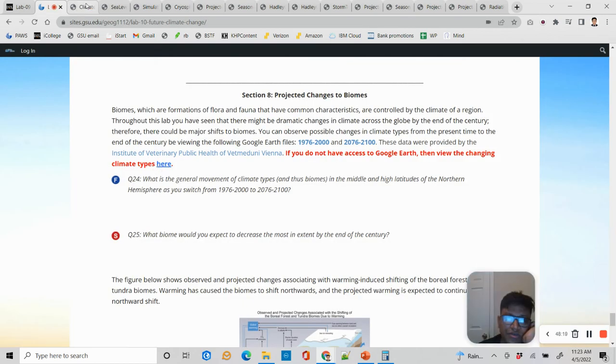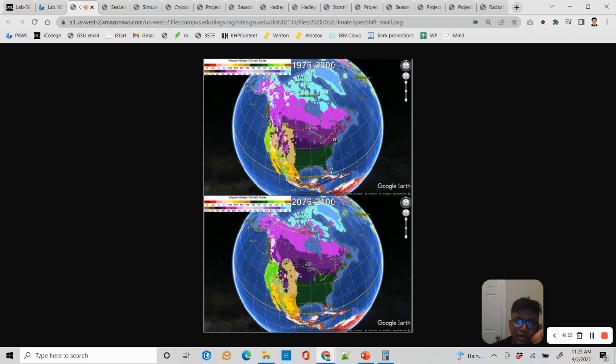This is one of the Google Earth files that you can open, and this is another one. One Google Earth file is about the biome from 1976 to 2000, and the other is about the biome from 2076 to 2100. So that is the end of the previous century, and this is the end of this current century. If you look at these two images side by side, you can see how the biome is shifting.